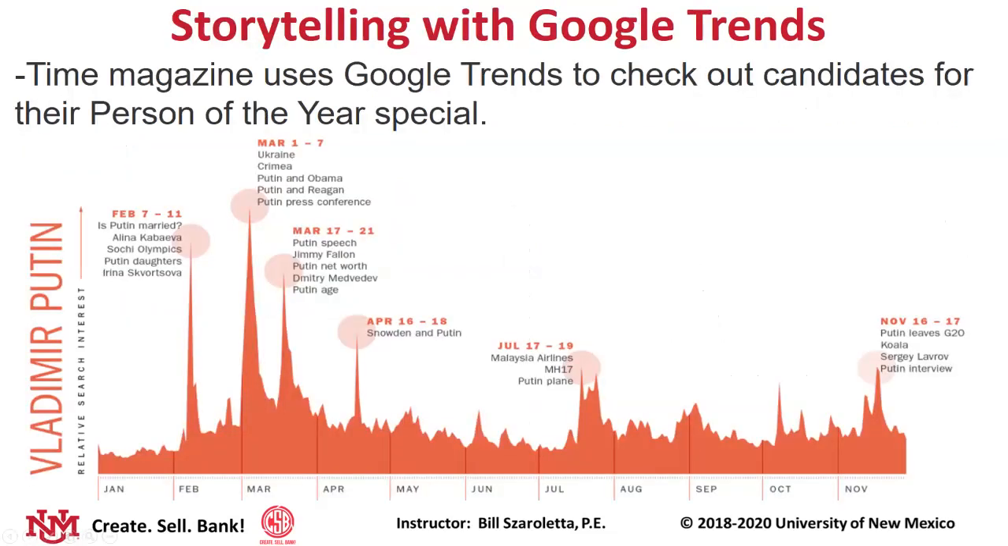Now, Google Trends, Time uses these to check out candidates for their Person of the Year special. It's a way to tell a story on that search volume. And here's Vladimir Putin, and you can see all the spikes that happen, but you can also see the trend that goes along. And as you're writing content, you can go figure out if you can use your particular area and figure that out and do a story.